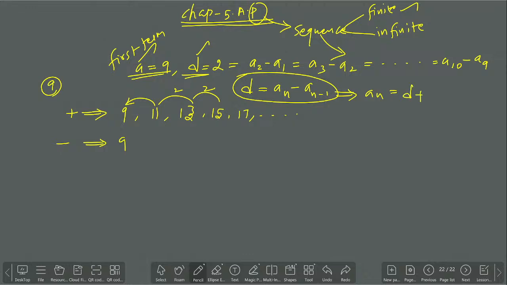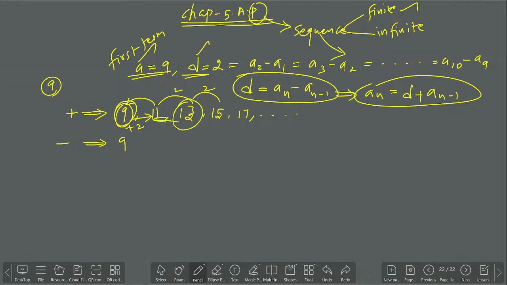Along with the common difference, we have to add the previous term. Then you will be getting the next term. That is what we are doing here. Along with the previous term, I'm adding 2, then I'm getting the next number. That is what a_n equals d plus a_(n-1). Do you understand?